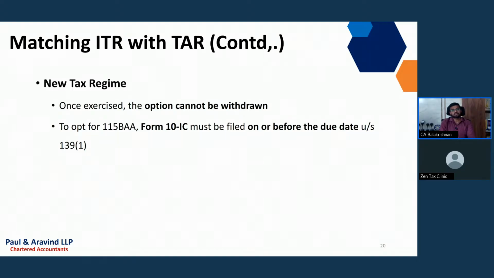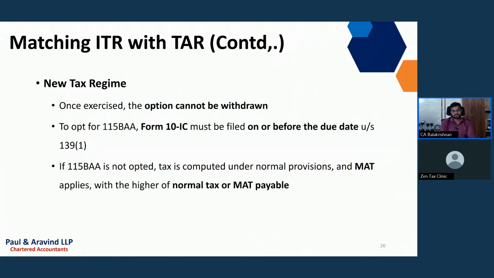And for opting 115BAA, the assessee needs to file Form 10IC on or before the due date of return of income under section 139(1). If it is filed after the due date of return of income, then the new section claim will not be available to the assessee. And as I said earlier, if the assessee has not opted for 115BAA, then the assessee needs to pay tax as per normal provisions of the Income Tax Act, or the MAT payable as computed under section 115JB must mandatorily be paid.